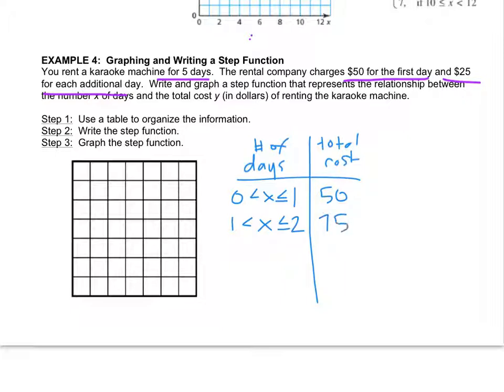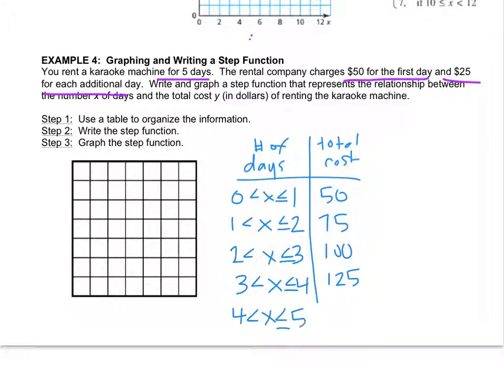And we're doing this for 5 days, so let's keep going. Each number of days section is going to look the same. So that's 100, and then we have 3 is less than x, which is less than or equal to 4. That's 125. One more day. 4 is less than x, which is less than or equal to 5, and that would be 150. So there's my table, step 1.